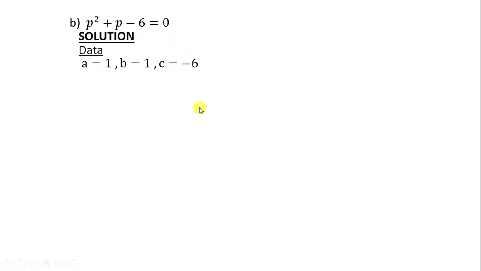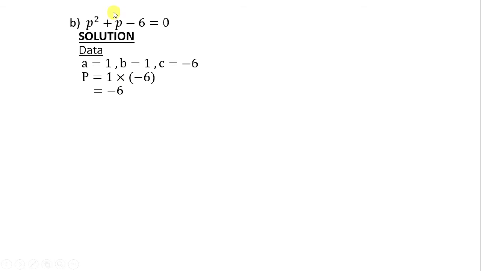We continue. We have question B, which is p squared plus p minus 6 equal to 0. The first thing we are going to get is our data. Our coefficient of p squared is 1, coefficient of p is 1, and our constant is negative 6. So from here, the first step is to find the product, which is 1 times negative 6. So our P should be equal to negative 6.